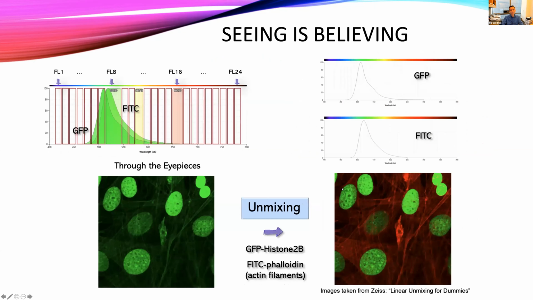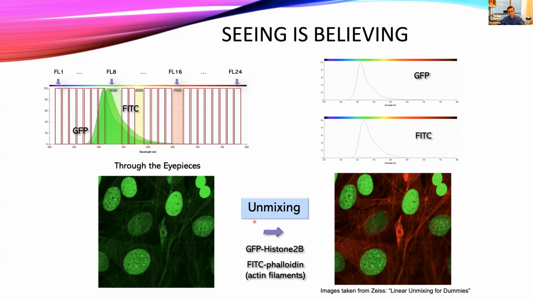And I really like to use these images as an example because, you know, seeing is believing, and this is really striking. For instance, in this image we have GFP being expressed fused with histone 2B, and then the actin filaments were labeled with FITC, right? So two green fluorochromes, it would be very hard to distinguish between both of them.